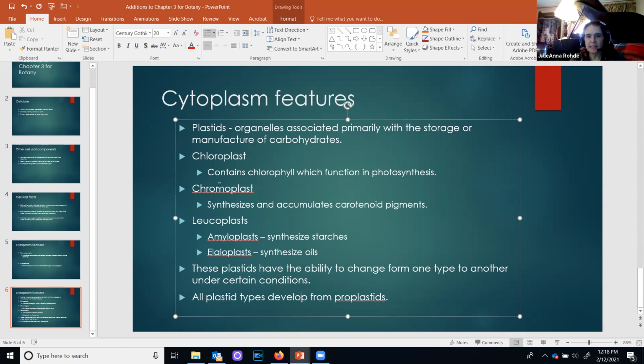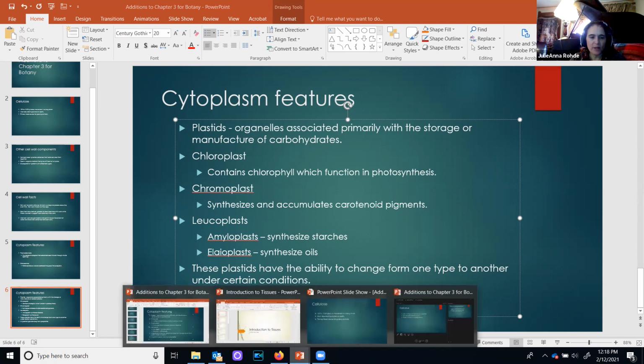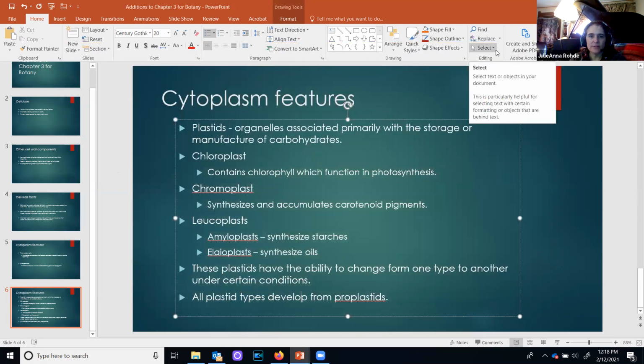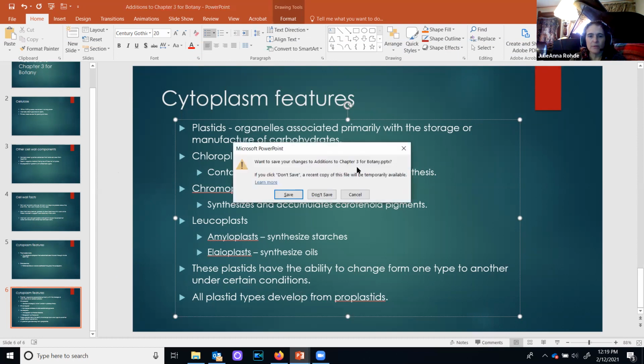I believe how your book is set up with all of this is that they'll start just using this vocabulary, assuming you know what it is at this point, and then tell you how it's functioning. You're like, well, what the heck is that? I know what it does now, but what is it? So this is your basic introduction, and then it'll come back and build on it in a future chapter. So let's finish off that presentation and get on into it. I want to save those changes.